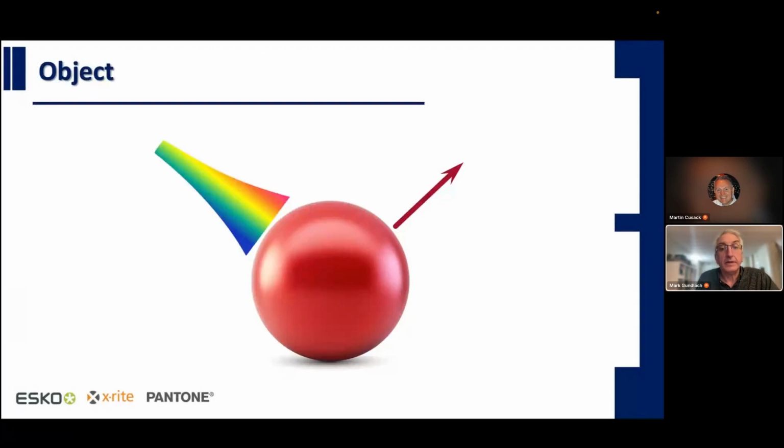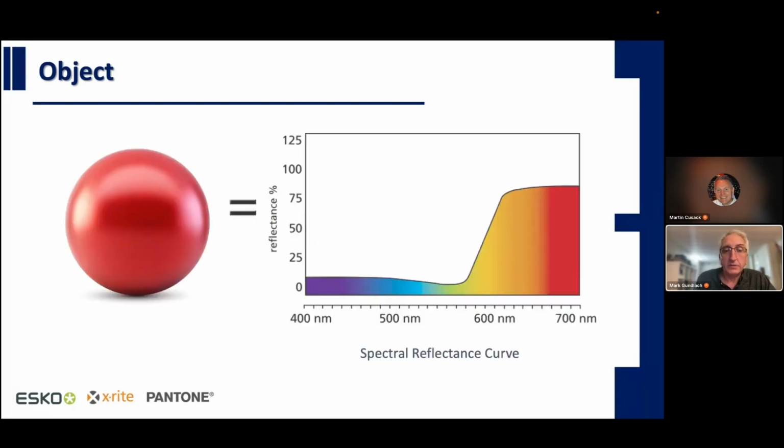Let's talk about the object. The light, which has all the color in it to start with, reflects off of an object. The object absorbs some of the colors and then reflects others. In this case, this is going to absorb most of the wavelengths of light except for red, and then red is reflected. So that color would equal a certain spectral reflectance curve.